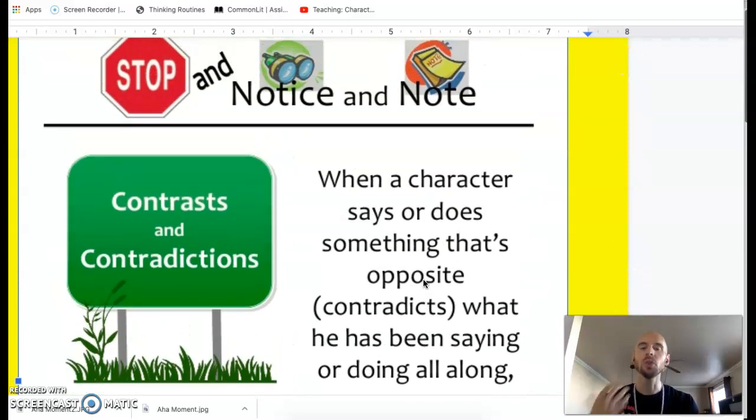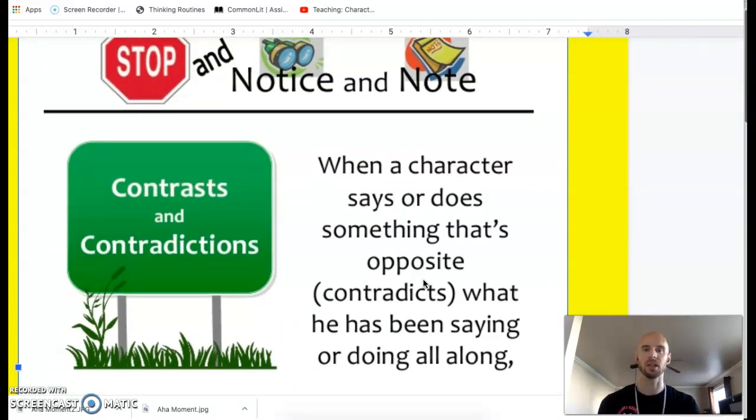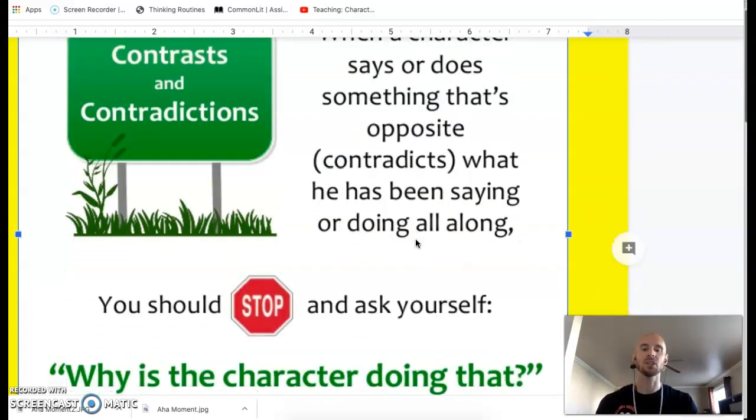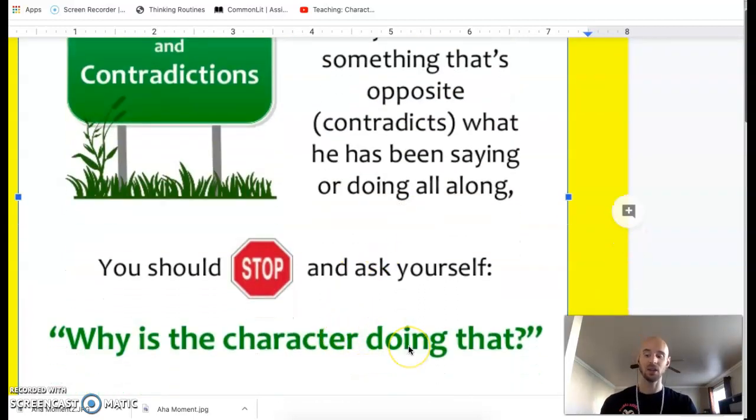So, as you read a text or as you view a movie or something like that, really try to pay attention to contrasts and contradictions. So, when a character says or does something that's the opposite of what we would expect of them, that's a contrast. Stop and ask yourself, why is the character doing that? Why would the character act that way?